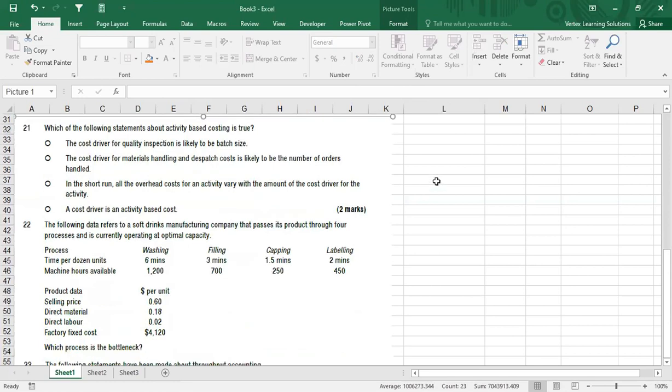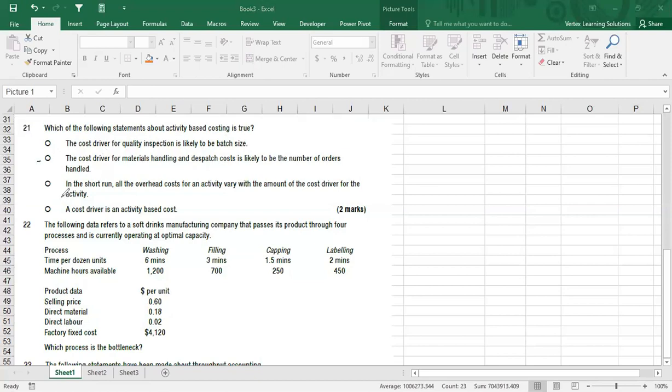And of course, to some extent, activity-based costing, because we have done these two topics so far. Which of the following statements about ABC costing is true? The cost driver for quality inspection is likely to be batch size. Likely to be batch size, no. Quality inspection is not about batch size, it is about the number of units. The cost driver for material handling and dispatch cost is likely to be the number of orders handled. Yeah, that is the answer. This is possibly the answer.